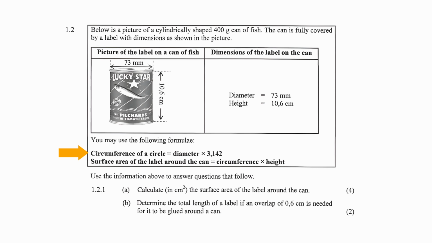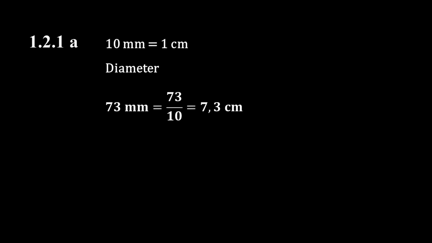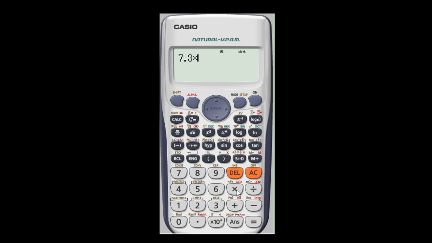Now we can go ahead and substitute this value into the formula for the circumference of a circle. Substituting this value of 7,3 centimeters into the formula for the circumference of a circle will give us a value of 22,9366 centimeters.